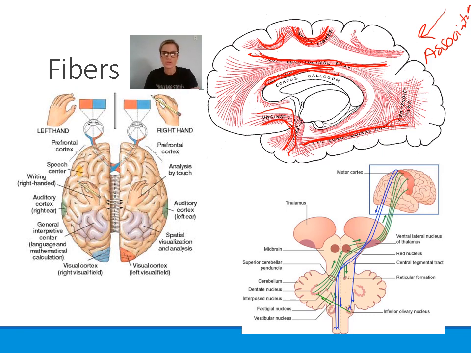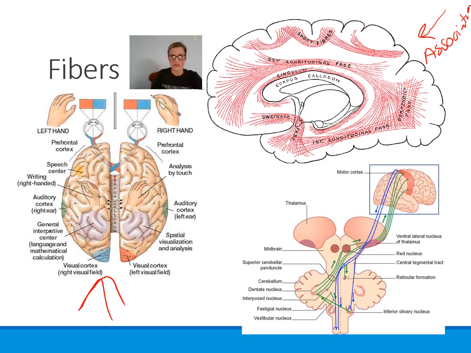The corpus callosum is not an association fiber. So here you can see the corpus callosum right here, but that is not an association fiber. That's why it's not in red. Remember, that's a commissural fiber. So you can see here in the center, if you look at this picture here on the left, you can see the two cerebral hemispheres. And then in the center of the two hemispheres, you see that they're connected with each other via the corpus callosum.